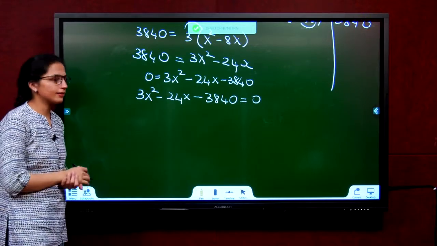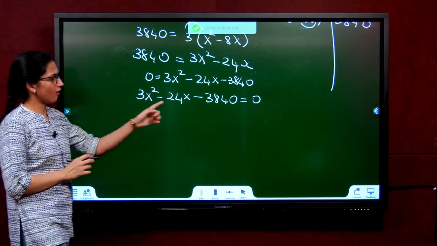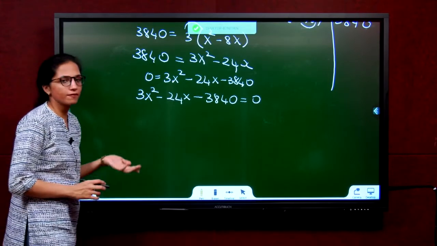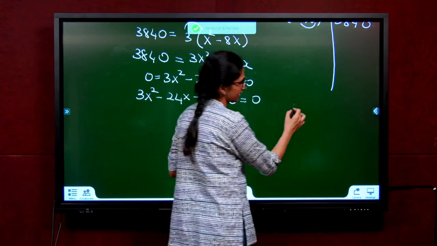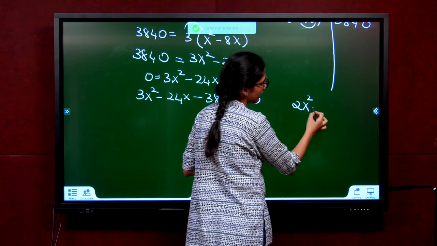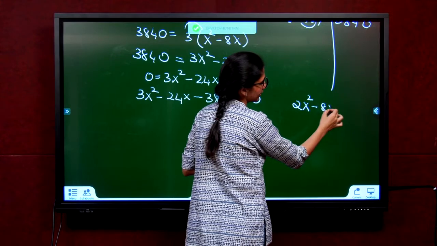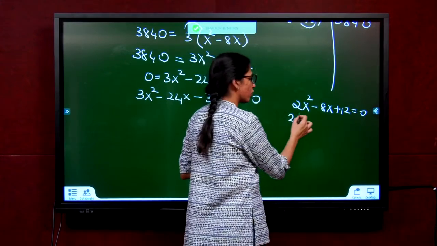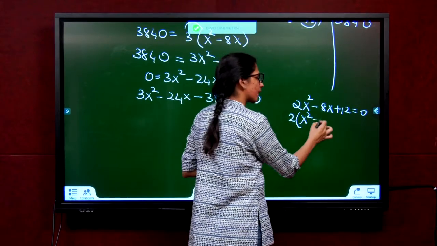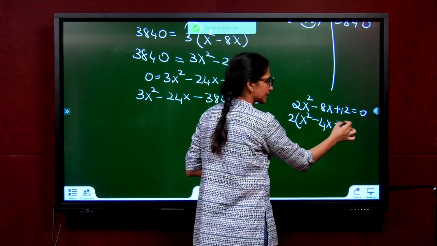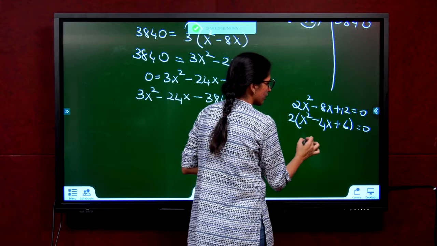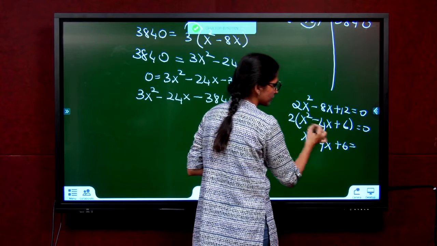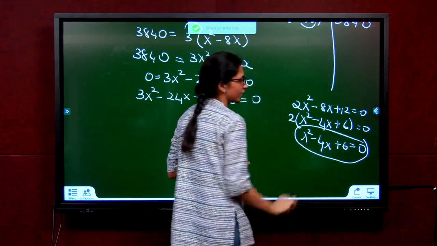Is this the final answer? You have to check whether you can divide the whole thing with any number and simplify it. We already did this in yesterday's class. If you have 2x square minus 8x plus 12, is this the final answer? No. You can take 2 common. X square minus 4x plus 6 is 0 by 2, 0. This is the final answer.